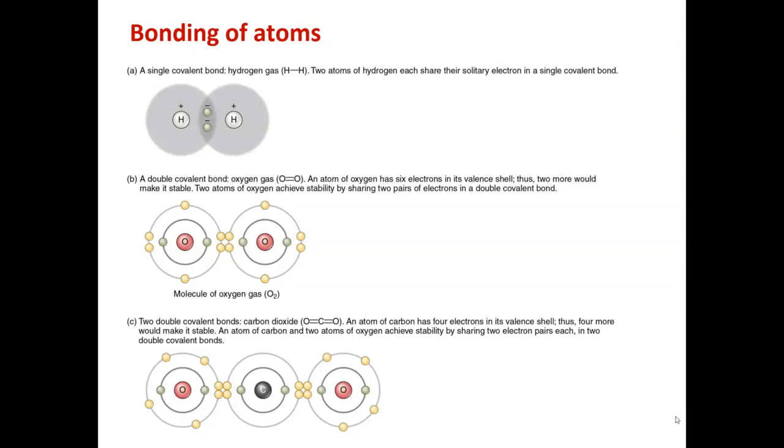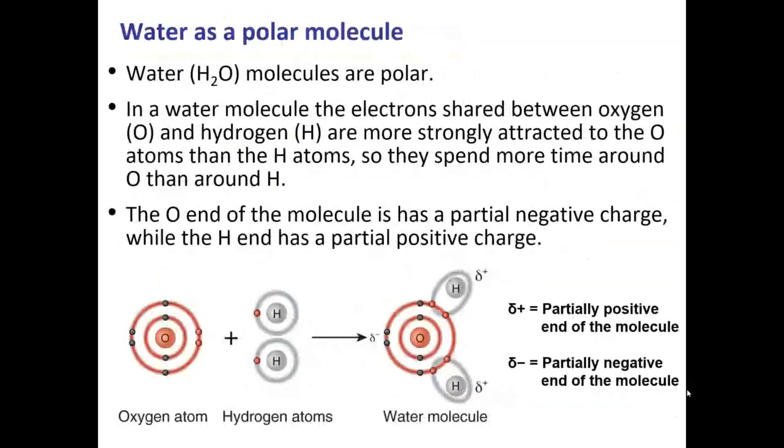A polar covalent bond means that the bond is different on the two sides of the bond. And why would that be? It would be because the electrons are shared unequally by the atoms in the bond. And the classic example of a polar covalent bond is water molecules. So that's what this is. One oxygen atom and two hydrogens.